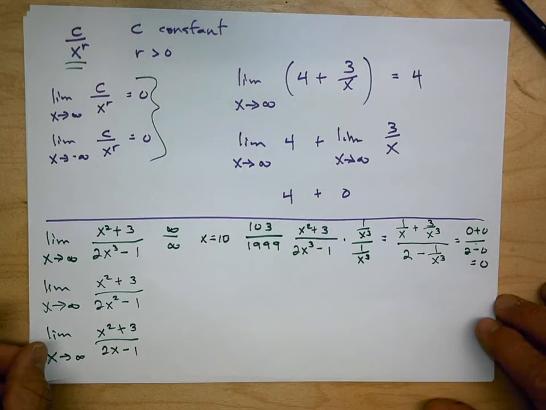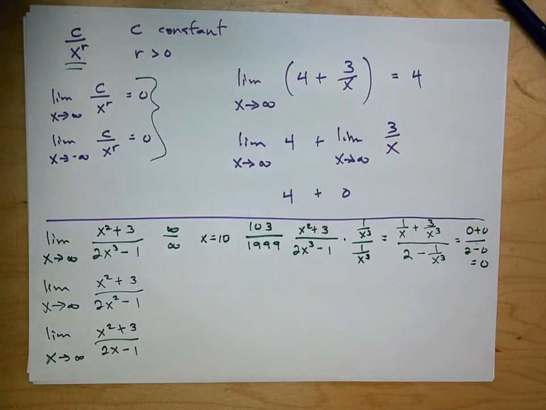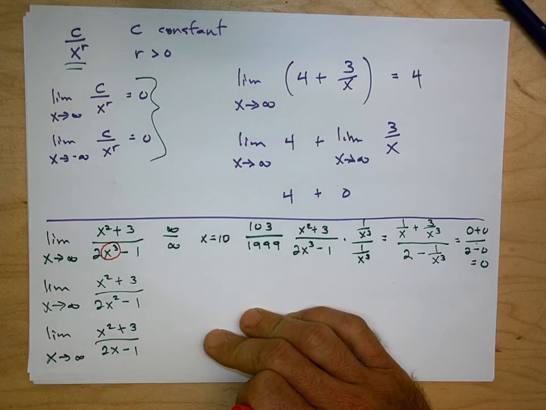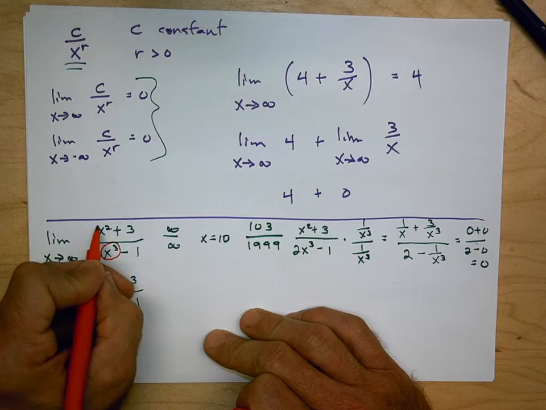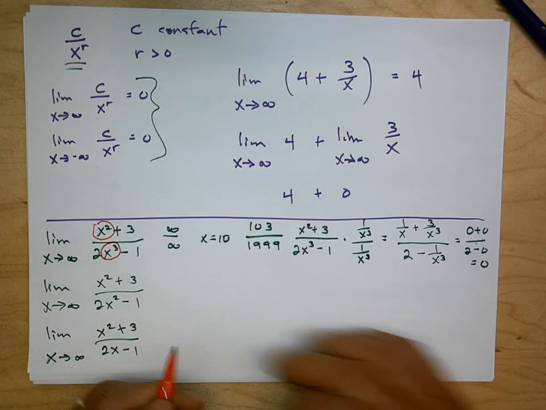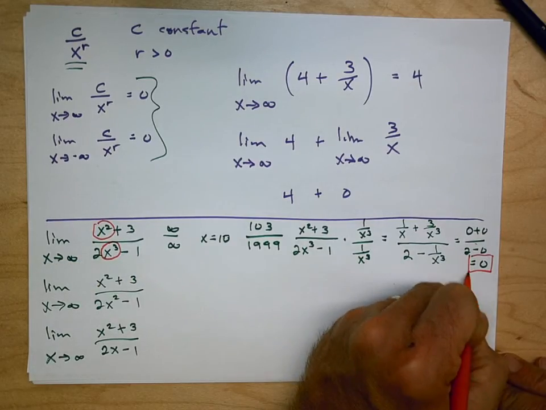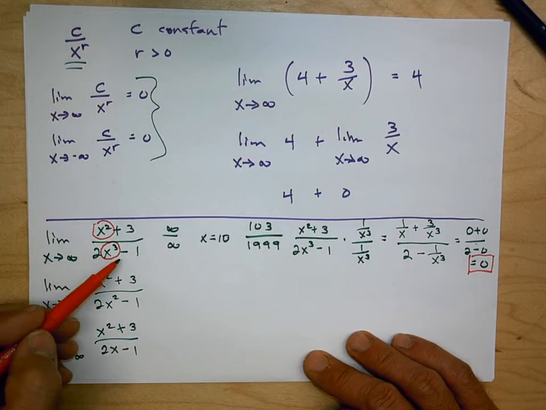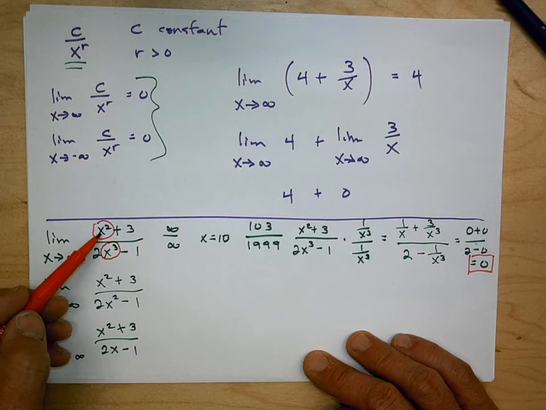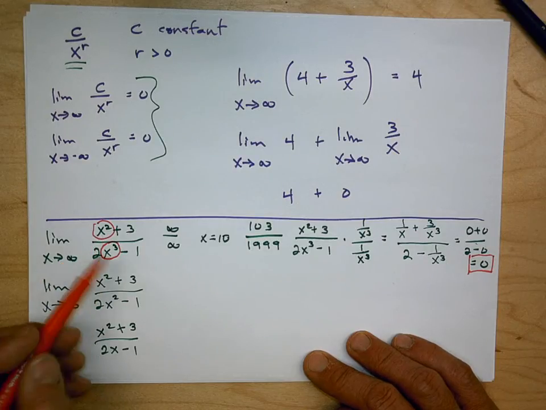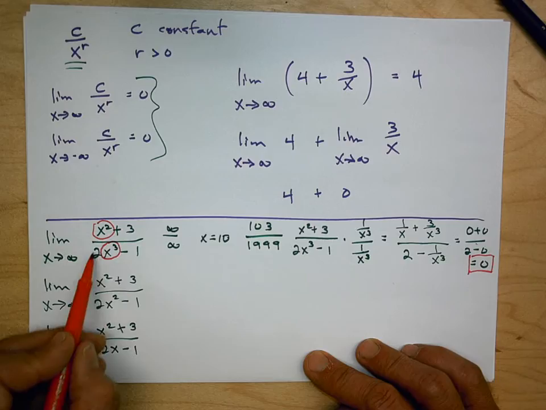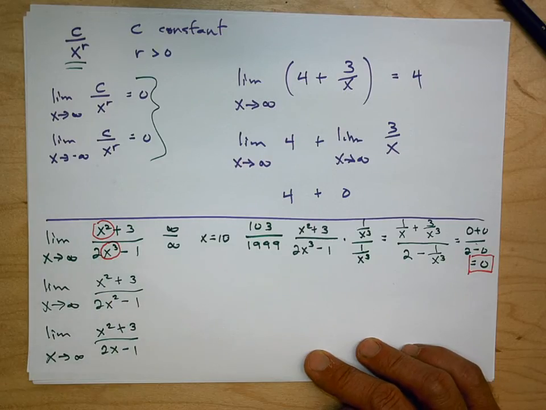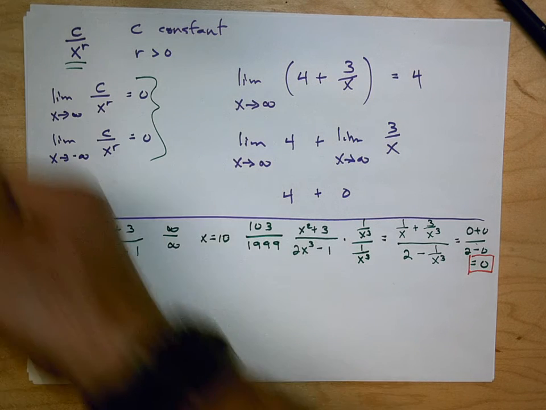So the moral of the story here is that if the degree of the denominator is larger than the degree of the numerator, then this is going to tend to 0. It's going to be something along these lines, where the denominator is growing faster than the numerator. And as a result, as x gets really large, then this term is going to dominate. And it's going to go to infinity in the denominator, making the whole thing tend towards 0. All right, let's look at the next example.